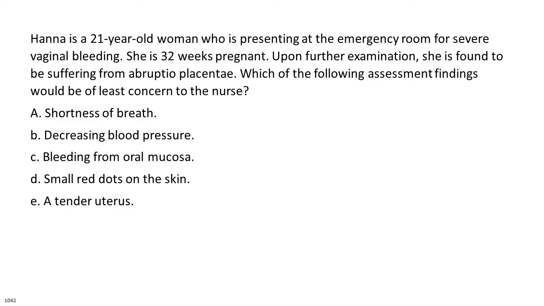Hannah is a 21-year-old woman who is presenting at the emergency room for severe vaginal bleeding. She is 32 weeks pregnant. Upon further examination, she is found to be suffering from abruptio placentae. Which of the following assessment findings would be of least concern to the nurse? A. Shortness of breath. B. Decreasing blood pressure. C. Bleeding from oral mucosa. D. Small red dots on the skin. E. A tender uterus.